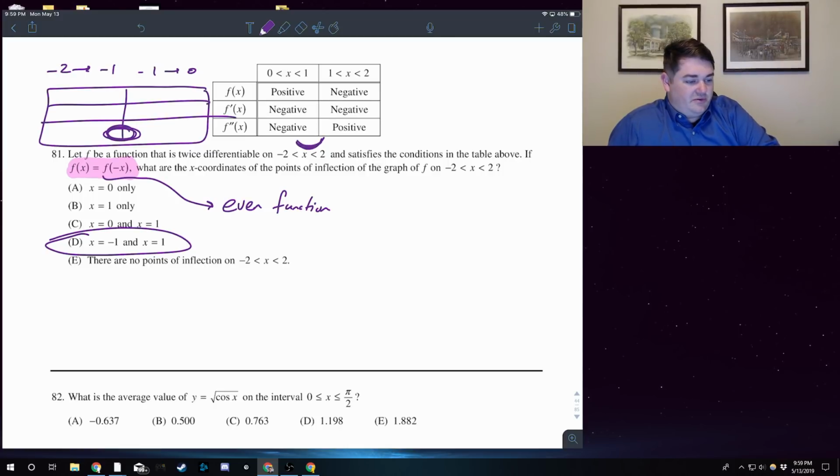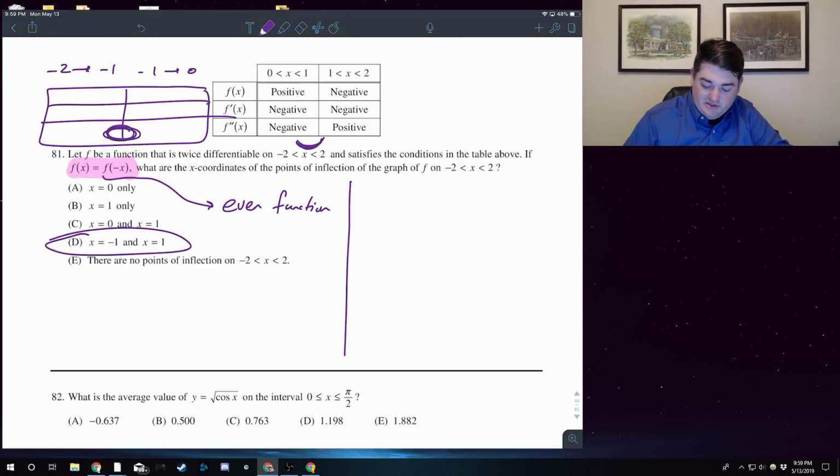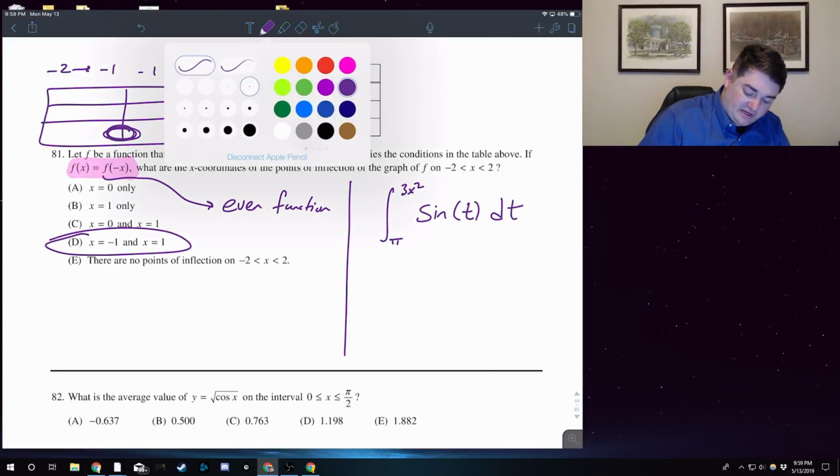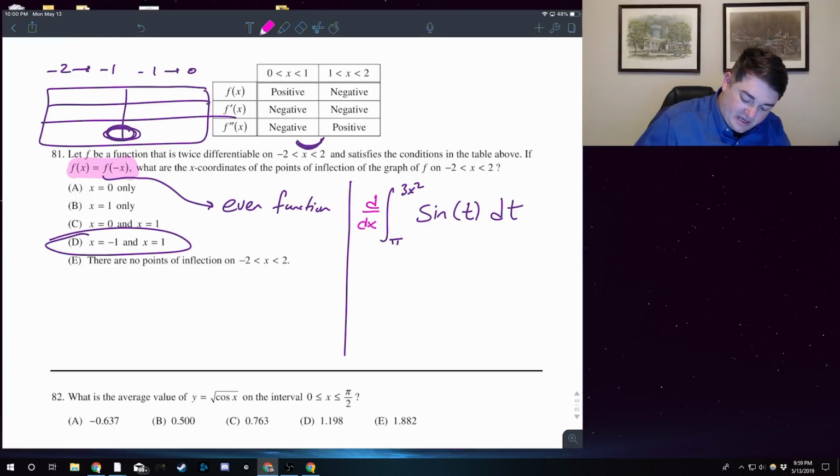When you take the derivative of a definite integral with one of the bounds as a variable, you're talking about the second fundamental theorem of calculus. So I'm just going to make an example while you type here. So I've got the integral from pi to 3x squared of sine t dt. And you want to take the derivative of this thing. They're asking what's the derivative with respect to x of this.